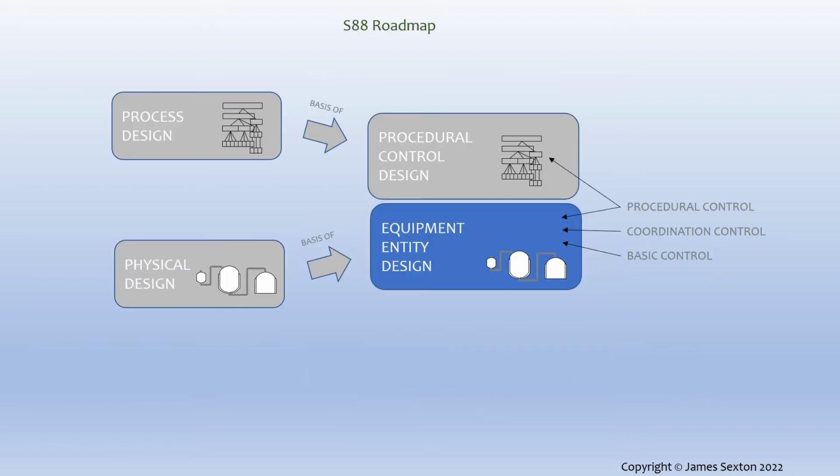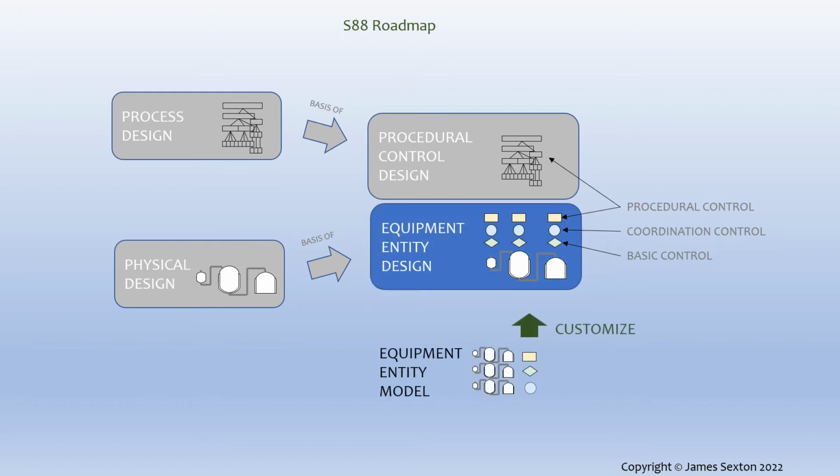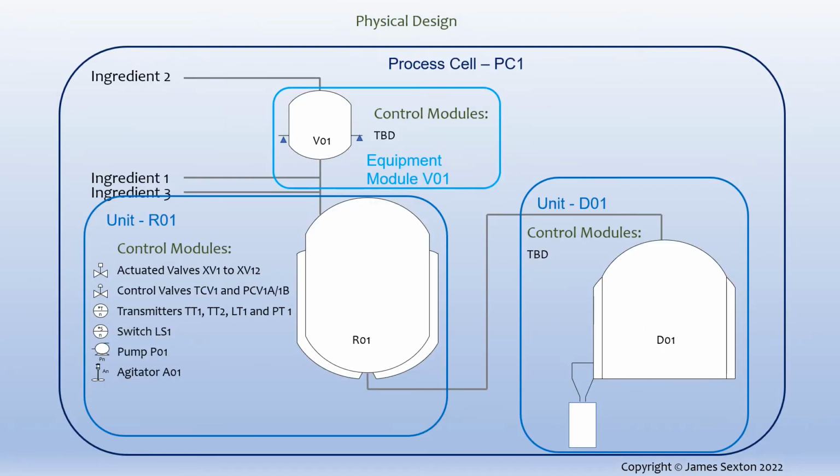Moving on. If the physical design is the foundation of batch control requirements, then the equipment entity design is the complete infrastructure defined. Notice also that the equipment entity design is based on the physical design. So in order to explain the equipment entity design, let's first recall the physical breakdown that we derived for our example process cell.